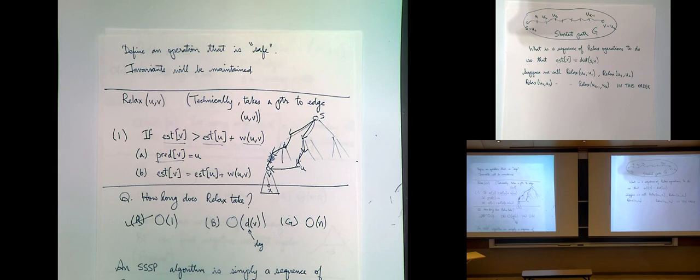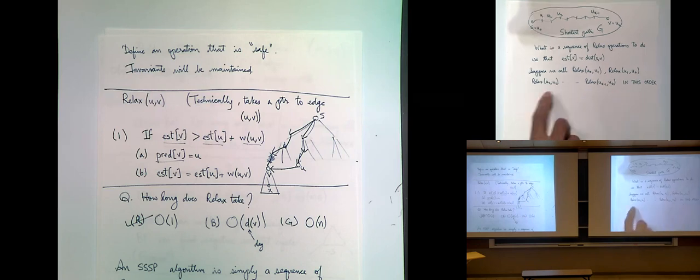So the idea is, let me write something. But is this clear? Is this clear? If you could magically run relax in exactly the right order, you'd be fine.